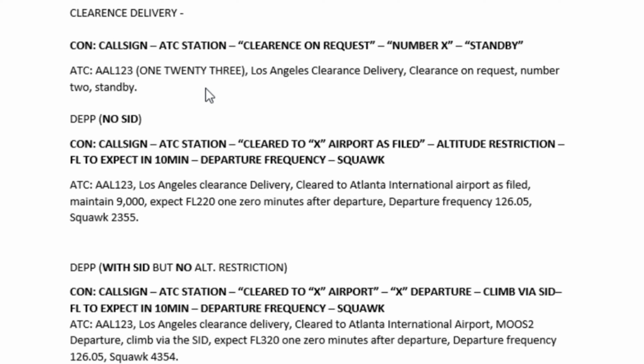Anyway, so let's start now with the first thing you have to say to the air traffic controller, the first contact. And you can see here it's pretty simple. So the pilot would request the clearance, and the first thing you have to remember is the numbers. You don't say America 1, 2, 3, you say America 1 and 23. If there was a 4 here, you would say America 12 or 34. So you say first your call sign, your ATC station, and you say clearance on request, the number, and standby. So it would be America 123, Los Angeles clearance delivery, clearance on request, number 2, standby.